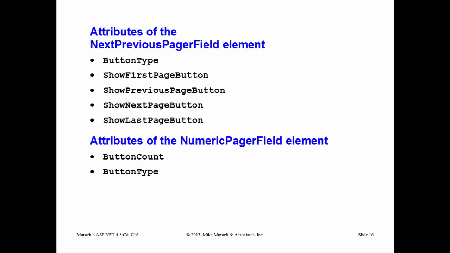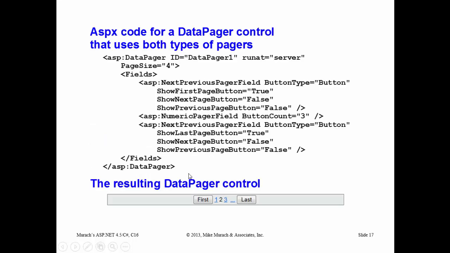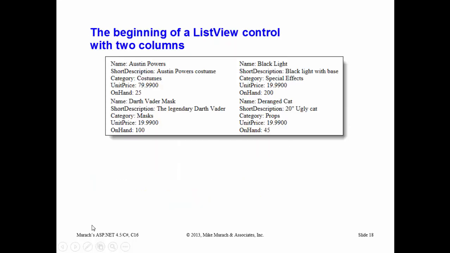Some other attributes you can set: what's the button type, whether or not I want to show the first, previous, next, or last buttons, the button count, the button type. And again, these all get generated for you when you first click on it and say you want paging, and then you can go in and make changes to customize it how you want it.